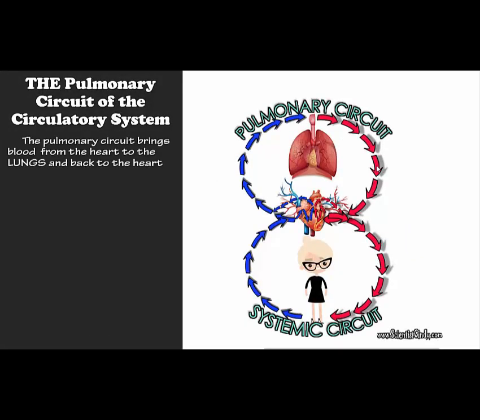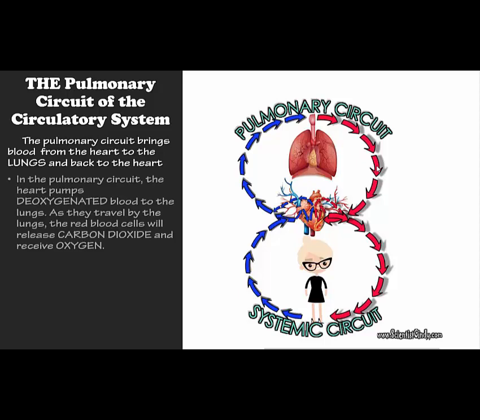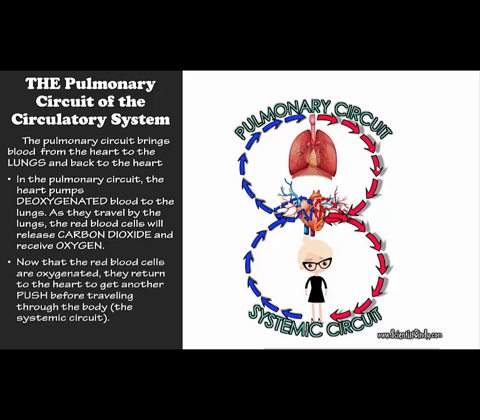The pulmonary circuit brings blood from the heart to the lungs and back to the heart. In the pulmonary circuit, the heart pumps deoxygenated blood to the lungs. As the blood travels by the lungs, the red blood cells will release carbon dioxide and receive oxygen. Now that the red blood cells are oxygenated, they return to the heart and get another push before traveling to the body through the systemic circuit.